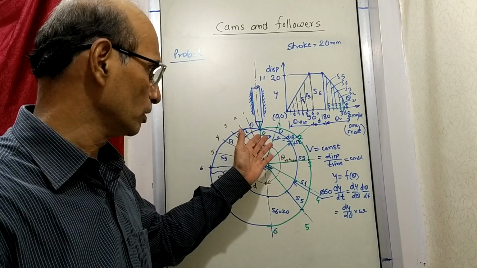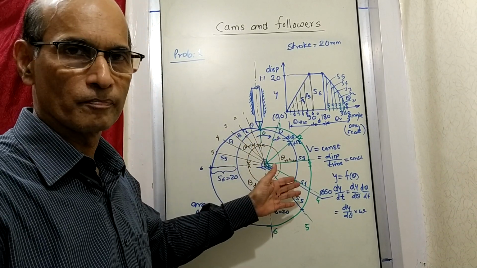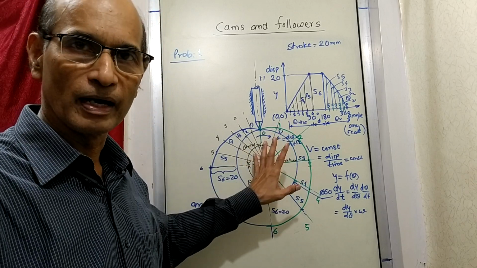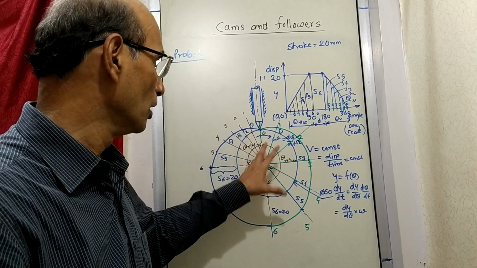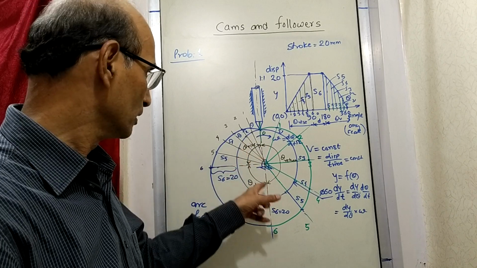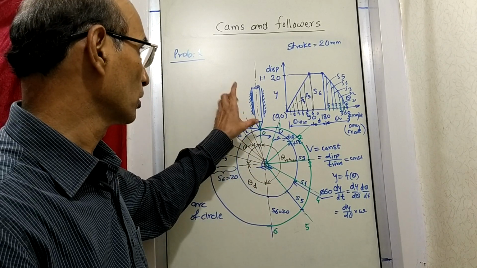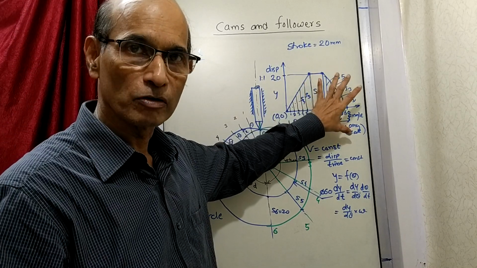Here I am doing a lot of explanation also, so some of the things are written here. When you draw, it will be a very clear figure. And in this figure, once you draw, you have to show the base circle, then the angle, theta rise, theta dwell, etc., and the follower. Then you have to draw this graph also.